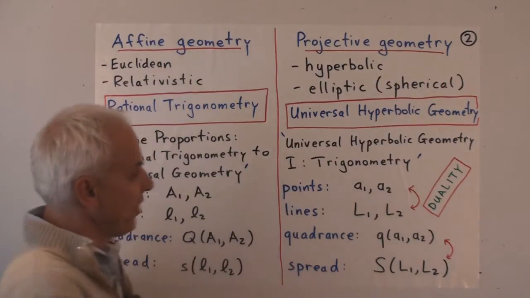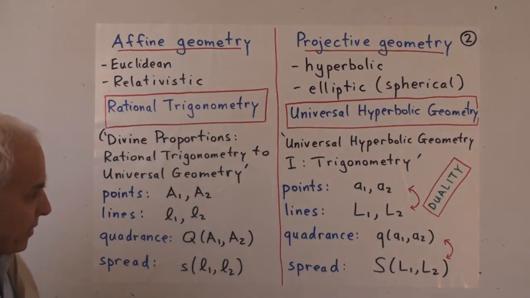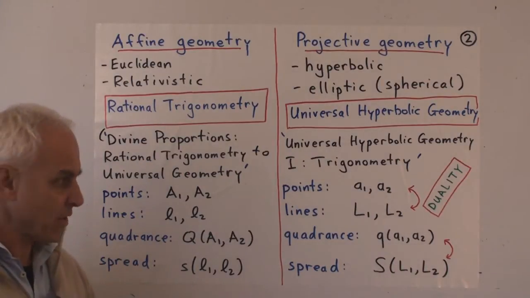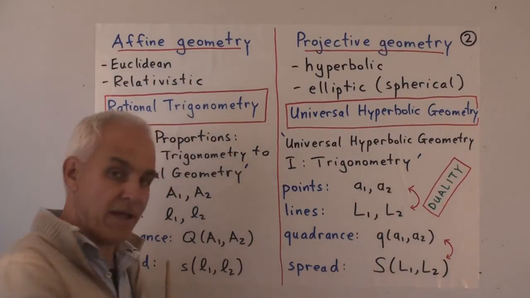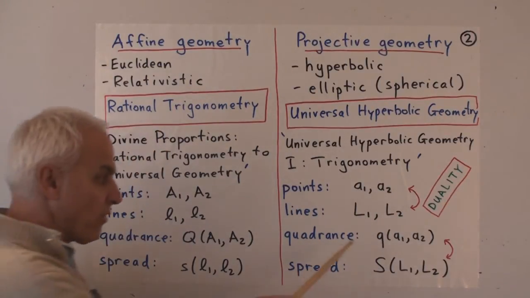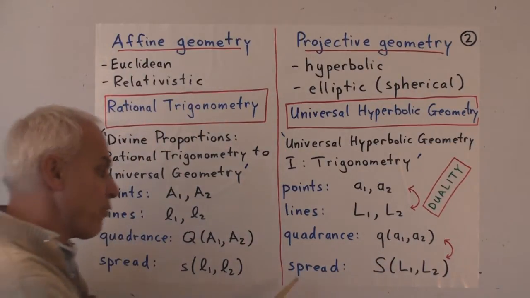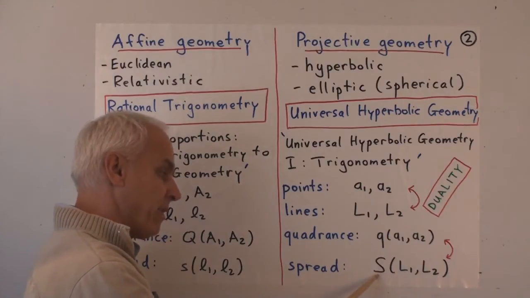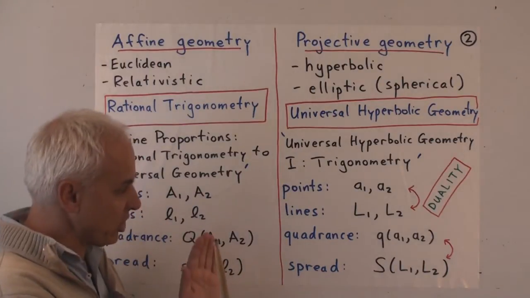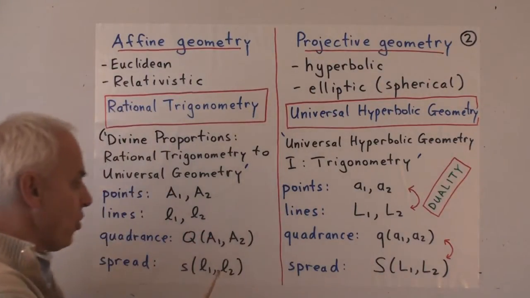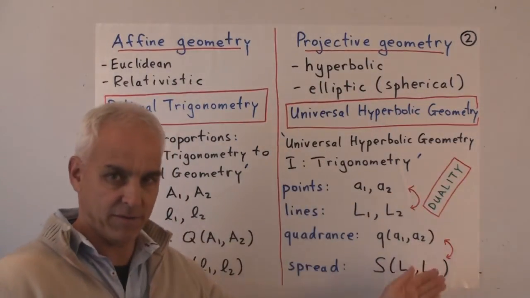In the projective setting, which includes our hyperbolic case that we're mostly interested in here, the notation is the reverse. So points are denoted by little letters, while lines are denoted by capitals. The quadrance between two points is denoted by a little q, generally by a little letter. The spread between two lines by capital S, generally a capital letter. So we can tell from the notation whether we're in the projective setting or in the affine setting. For most of this course, we are going to be in this projective setting.